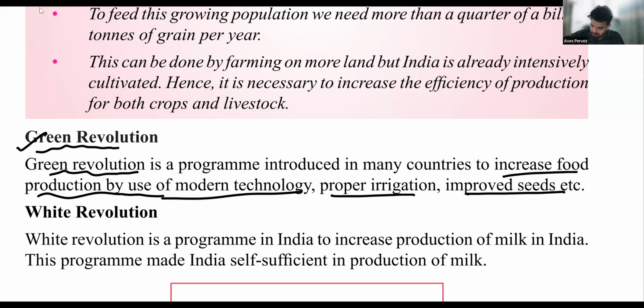Sir, modern technology means crop rotation, right? Yes, modern technology means there are different technologies that we are using, for example tissue culture technique, cutting, grafting. There are different techniques that we're going to study in the 10th class. Modern technique means, according to modern technology, we are using mixed cropping and crop rotation.